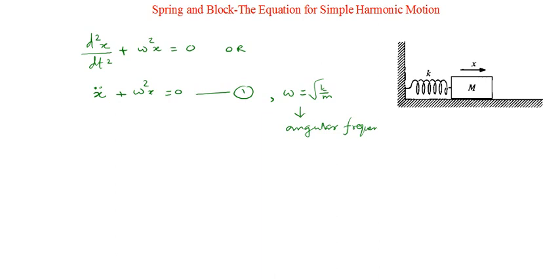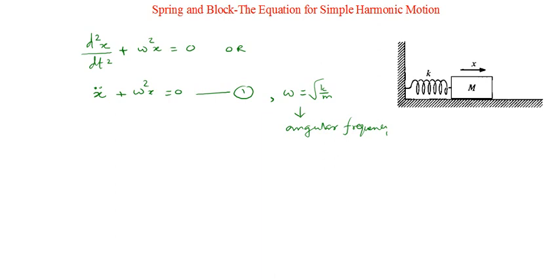Omega is known as the angular frequency of the SHM. Now you know that whenever you get a differential equation, our next aim will be to solve that differential equation, right? You have a differential equation in x and y or x and t, then the very next aim is to solve the differential equation. What is meant by solving the differential equation?